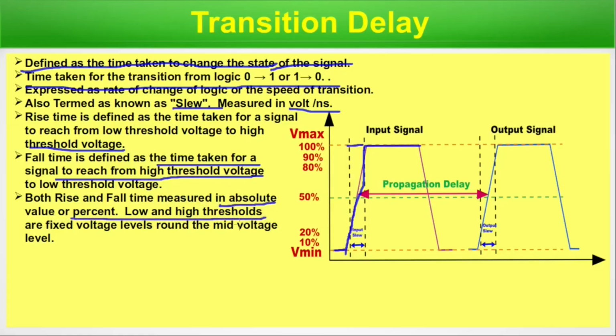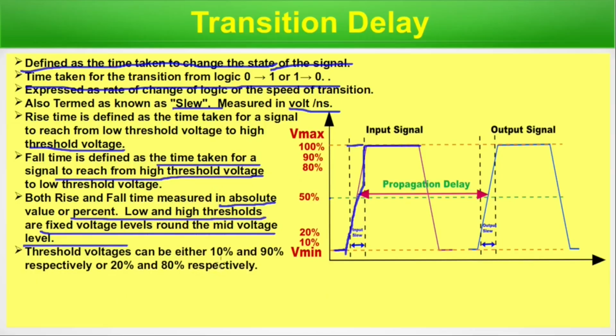Low and high thresholds are fixed voltage levels around the mid volt. So that is the mid value, that is 50%, and low and high threshold voltage are measured around this. Threshold voltages can either be 10% and 90% respectively, or 20% and 80%. These are two commonly used conventions of measuring low and high threshold voltage. Either 10% is the low and 90% is the higher threshold, or 20% is the lower threshold and 80% is the higher threshold.